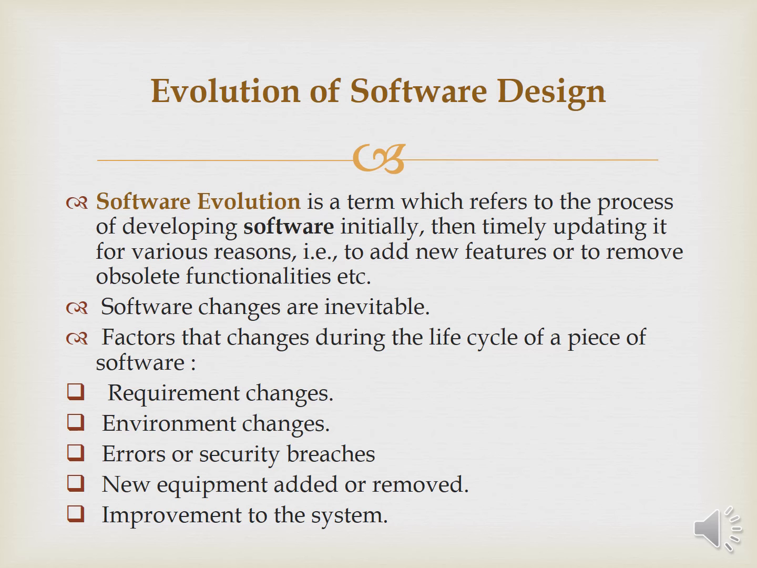Software changes are inevitable because there are many factors that change during the life cycle of a piece of software. Like I can say, some of these factors include requirement changes, environment changes, errors or security breaches, new equipment added or removed. Then we can say improvement to the system.